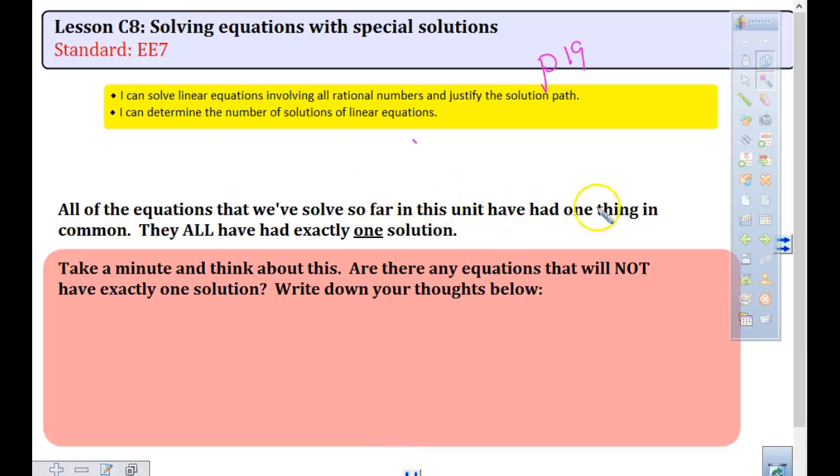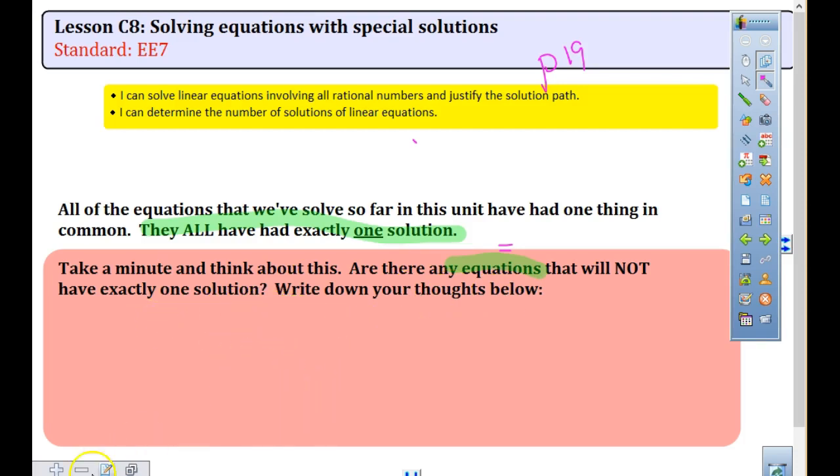Every equation we've solved up so far in this unit has had one thing in common. They all had exactly one solution. Everything up to this point had one solution, okay? And it says, I want you to think for just a minute, are there any equations, meaning it has to have an equal, that will not give you exactly one solution? Any equations. That means it has to have an equal that'll give you not exactly one solution.